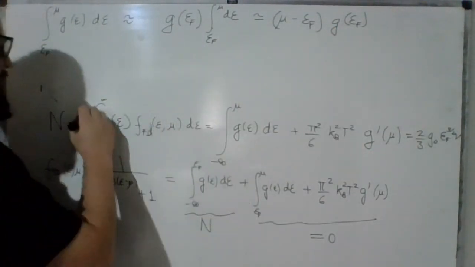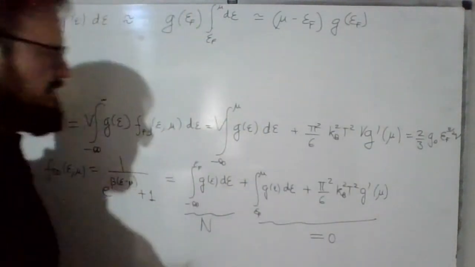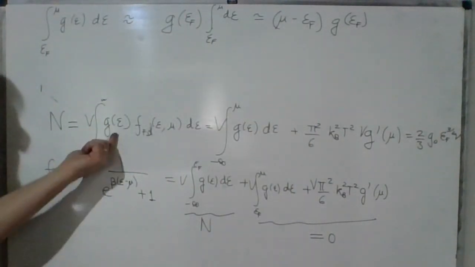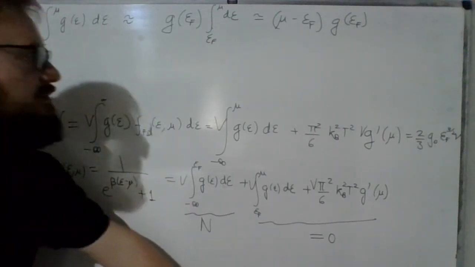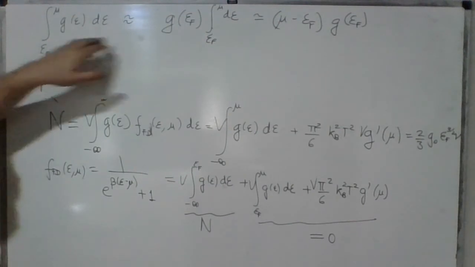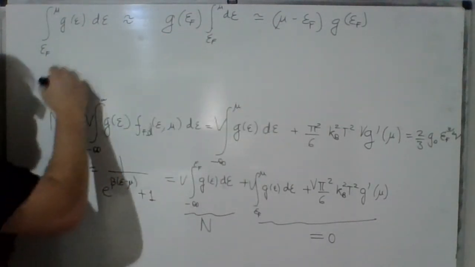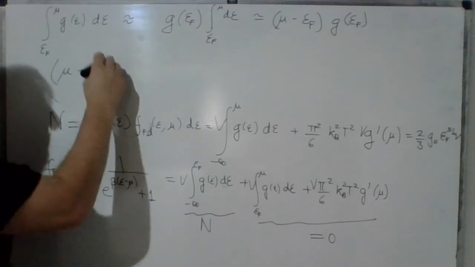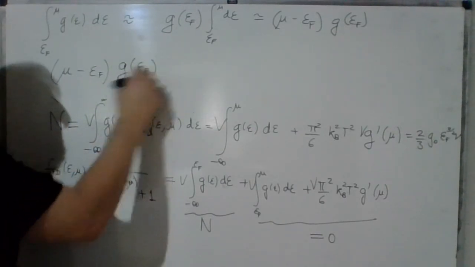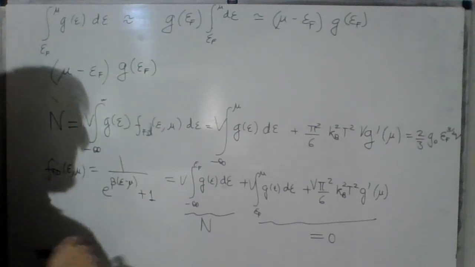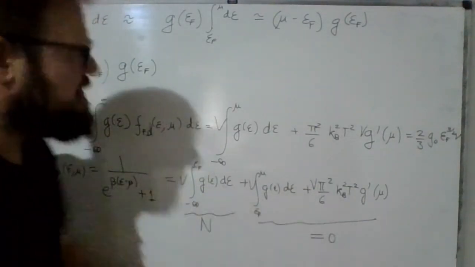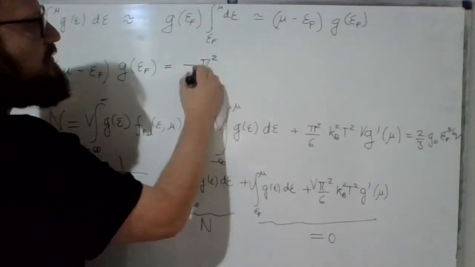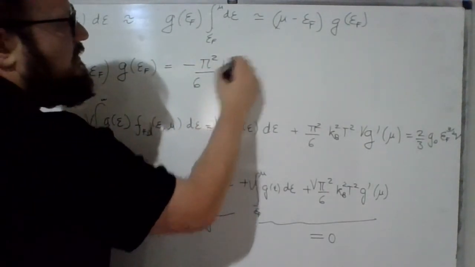Here we have a volume, of course, because V times this density is what produces the total number of particles. So this integral here we approximate, and therefore the chemical potential minus the Fermi energy times the density of states at the Fermi level, the volume cancels out from here and here, so I can neglect that. It must be equal to minus pi squared divided by 6 k squared T squared.